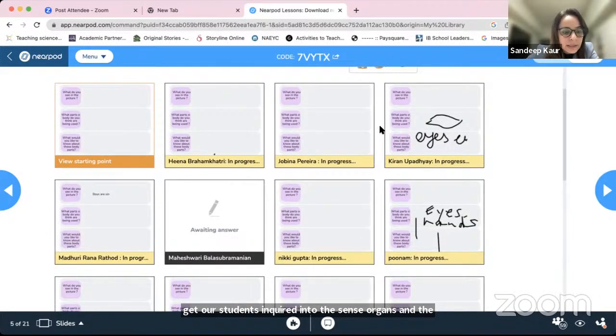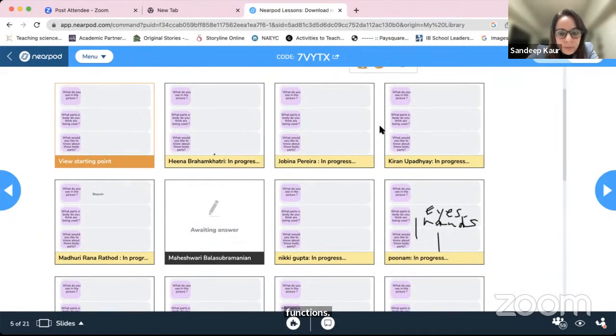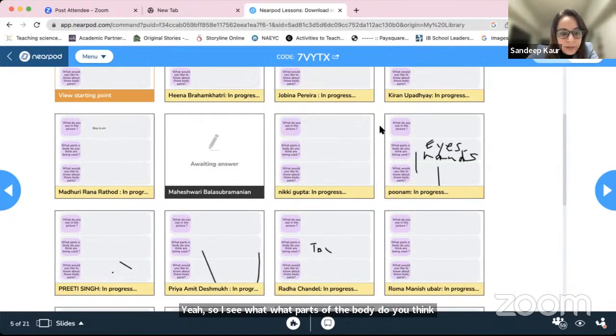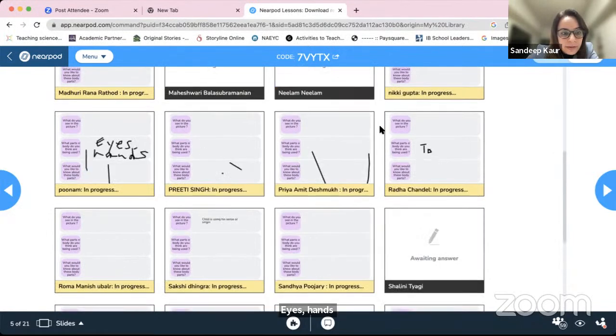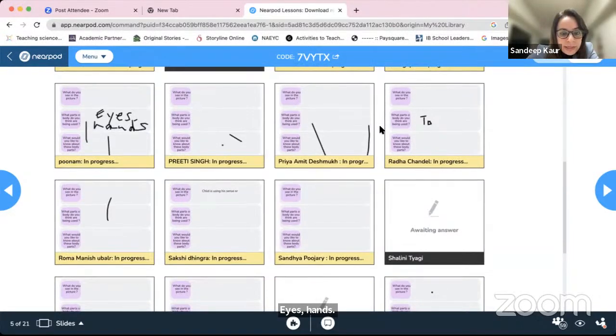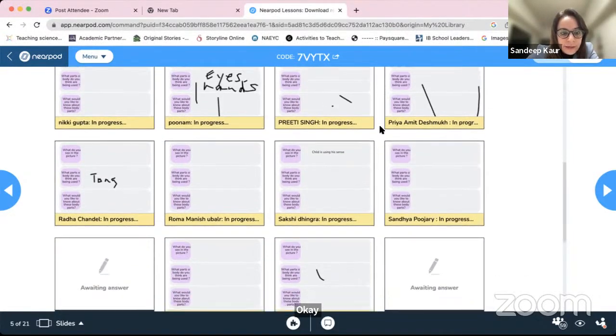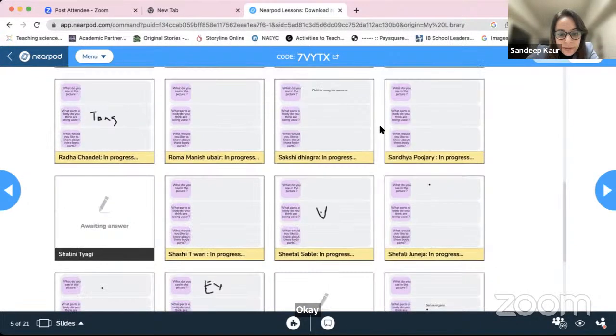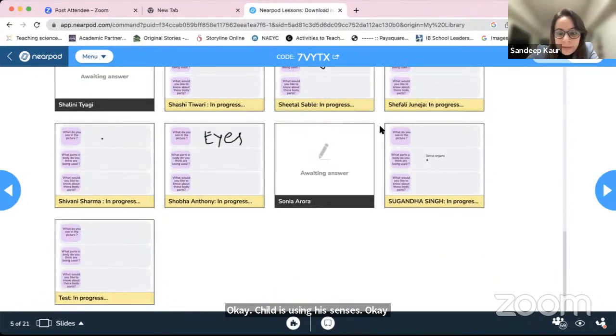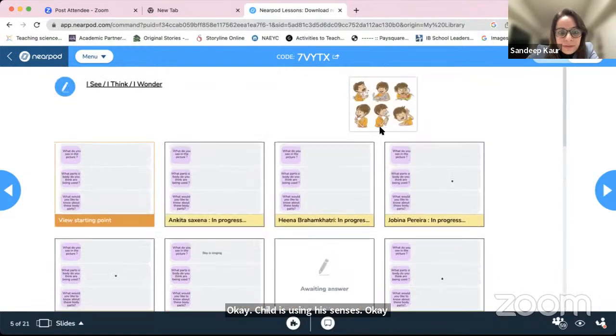Yeah, so I see what parts of the body do you think of? Okay, eyes, hands. Okay. Child is using his senses. Okay. So I'll wait for some time so that you can start typing in your answer.